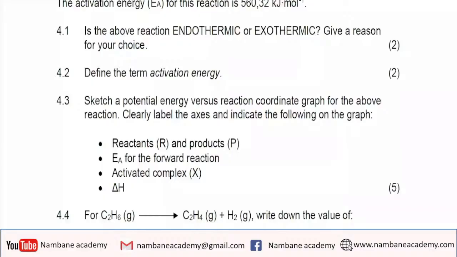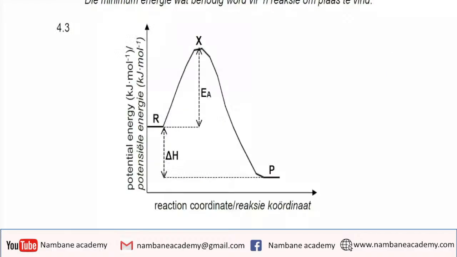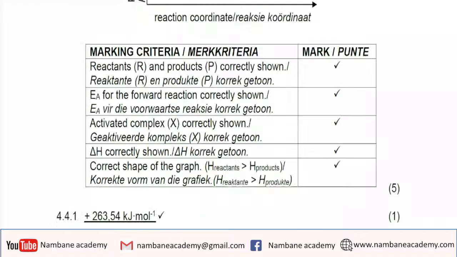Write down the value of delta H as 4.4.1. So delta H will now be positive 263.54 kilojoules per mole. That will be for 1 mark. And if learners write 263.54 kilojoules per mole, we'll take it as the correct answer, because the positive sign does not necessarily need to be explicitly shown.